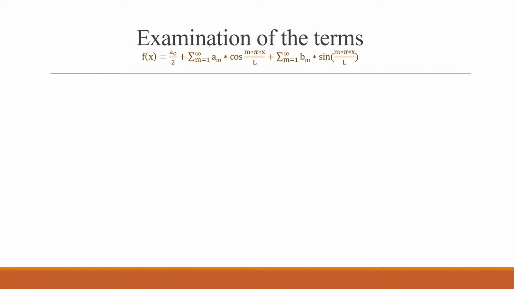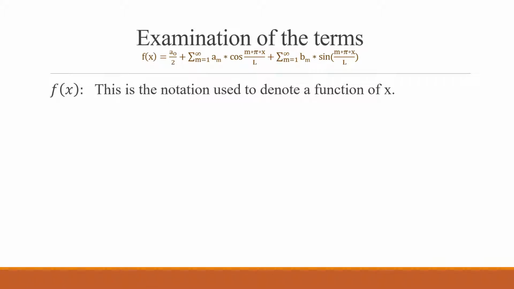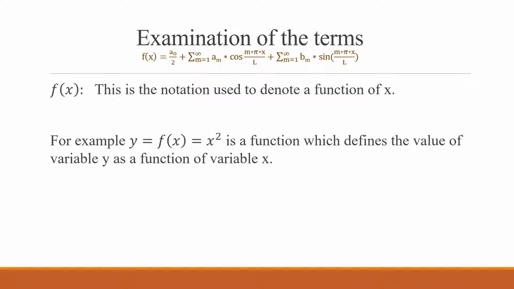Now we will examine the terms of the Fourier series in a little bit more detail. The first thing to note is the leftmost term, which is f of x. F of x is a general notation used in mathematics to denote a function of some variable, like a function of x. For example, if we have a function y equal to x square, we sometimes say y equals x square, and sometimes alternatively we use the notation f of x equals x square. All that means is that f of x is a function which defines the value of variable y as a function of variable x.